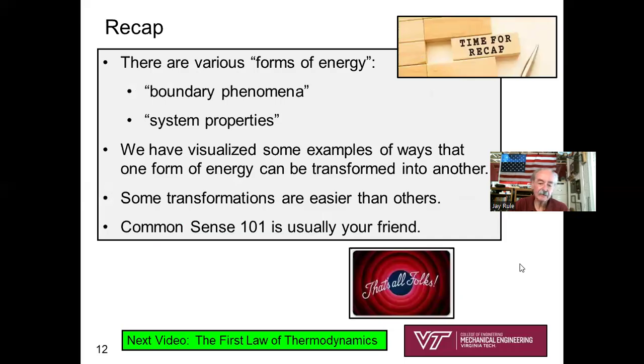Okay, we've reached the end of our examples of transforming forms of energy from one to another. And so what did we learn? What's the recap from this video? Well, there are various forms of energy, and they can be categorized into boundary phenomena, heat transfer and work, or system properties: internal energy, kinetic energy, potential energy. We have visualized some examples of ways that one form of energy can be transformed into another. So I hope that it helps get you ready for thinking about energy forms.